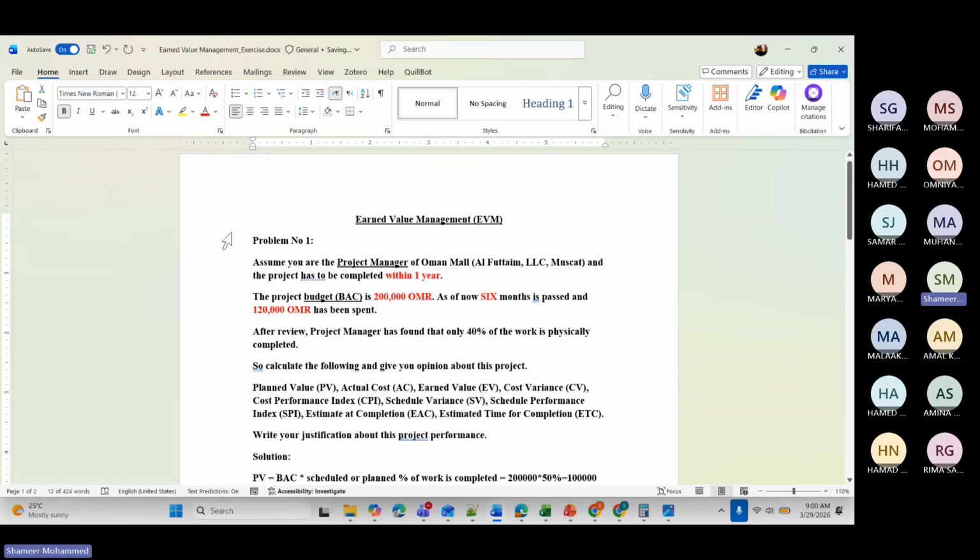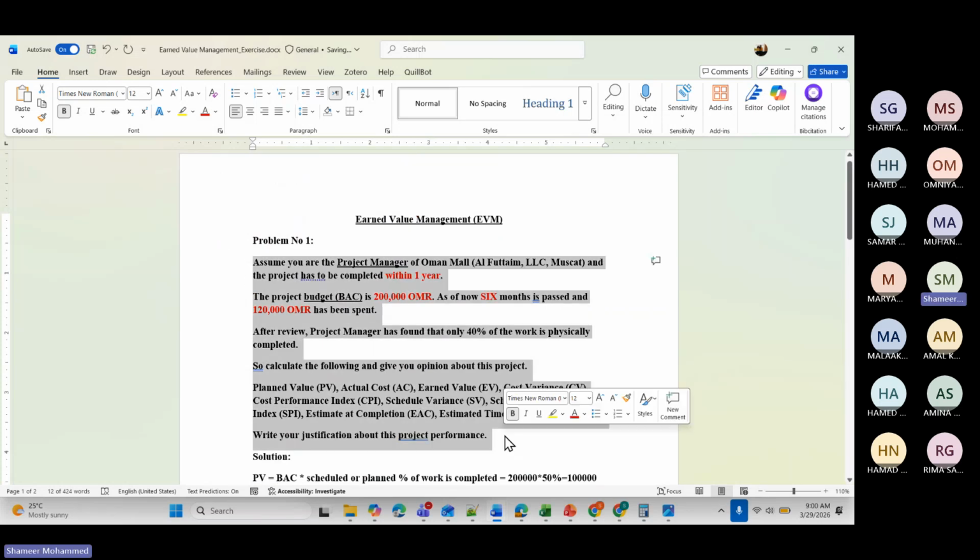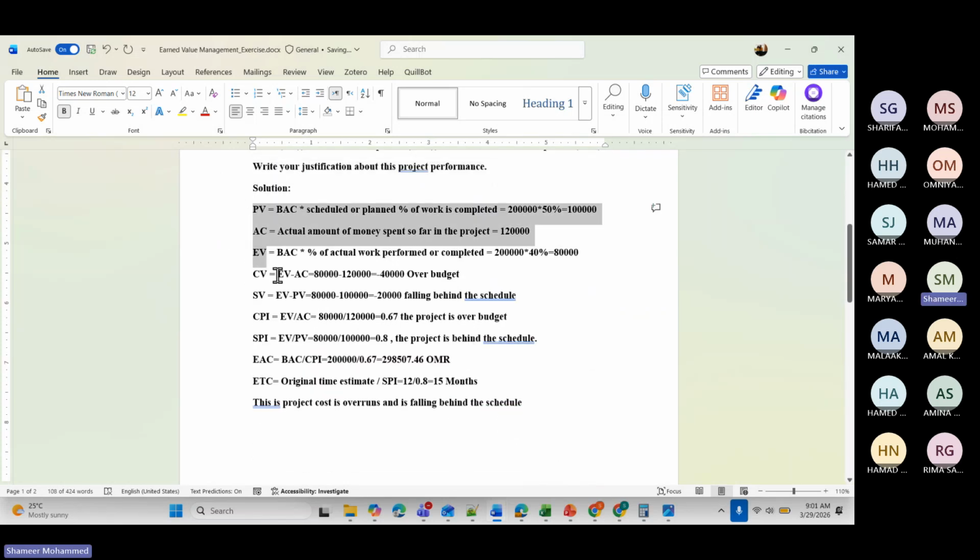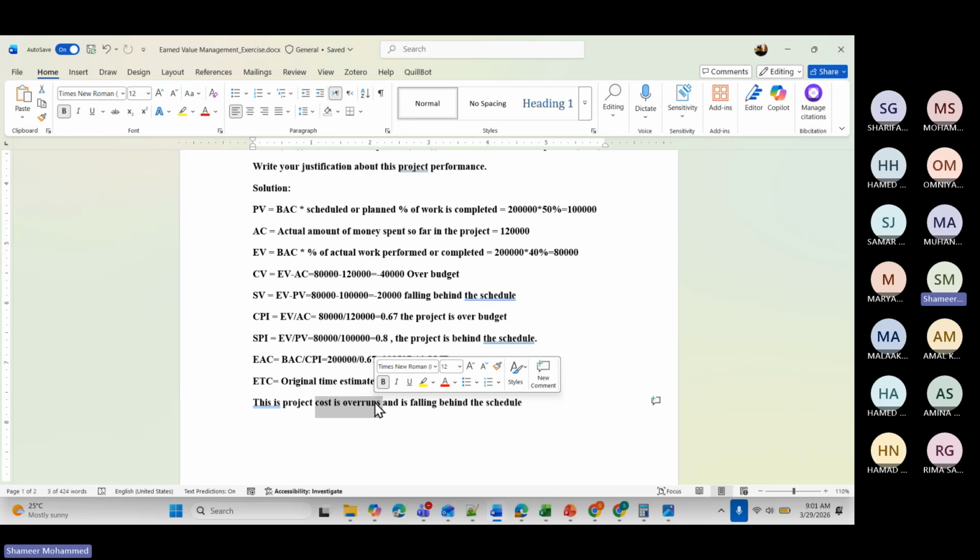So how this project is performing, based on all these calculations, you are a project manager, you decide that this project cost is overrunning. So you start controlling the spending of money. Don't spend unnecessarily. Don't hire more persons, or don't buy more resources. So you have to control the cost in this way.